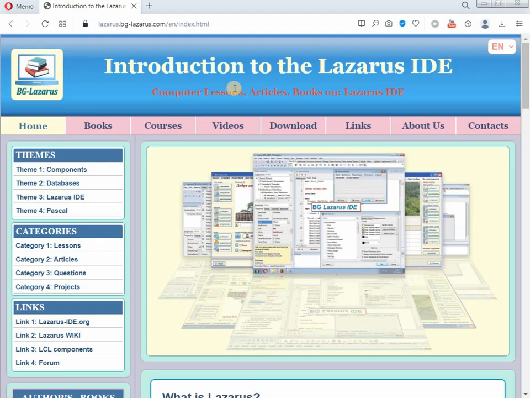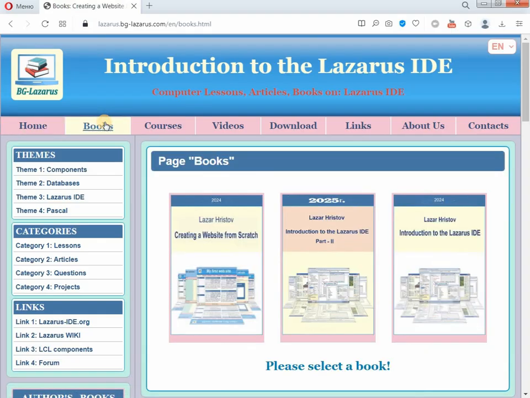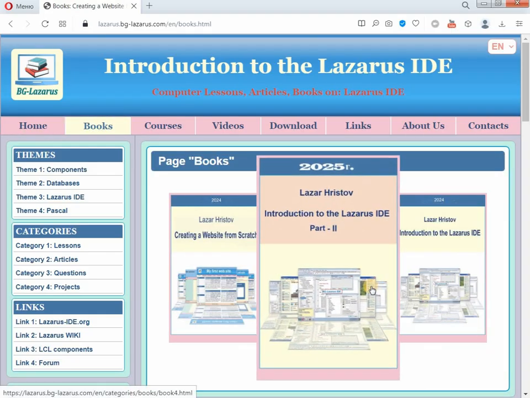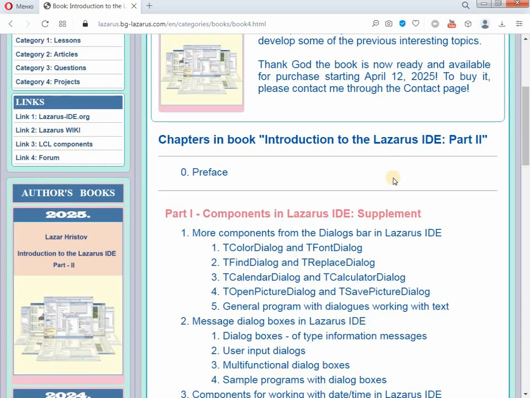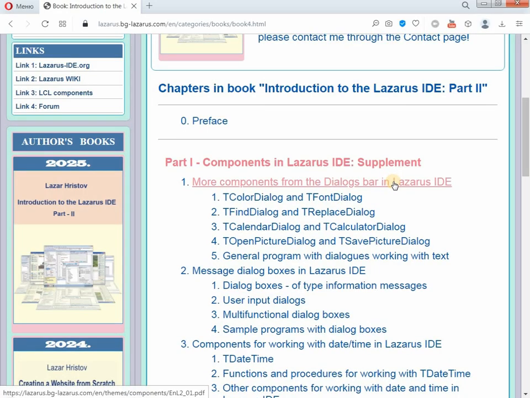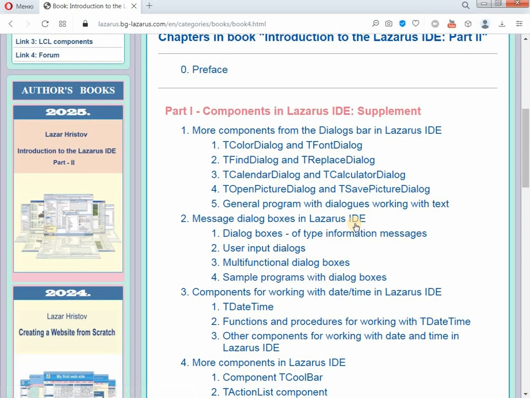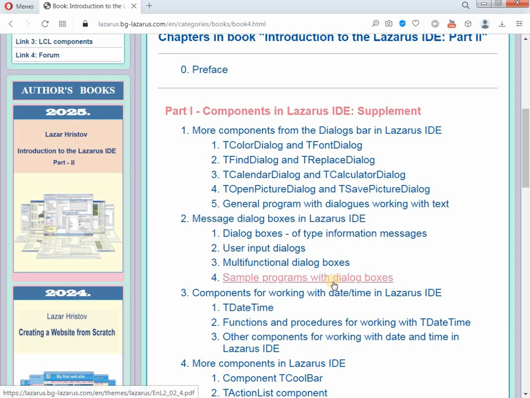Introduction to Lazarus IDE. We are currently reviewing my second book. Introduction to Lazarus IDE, Part 2. We are working with the free chapters from it. We have already looked at the first chapter. Last time we also finished the second chapter with the programs for the dialog windows. And now we move on to the third chapter, components for working with date and time in Lazarus IDE. Let's open the PDF file.